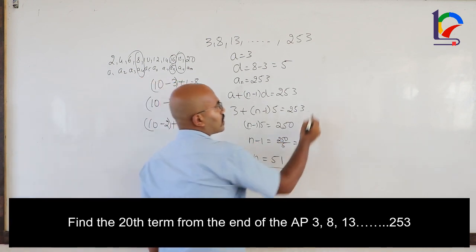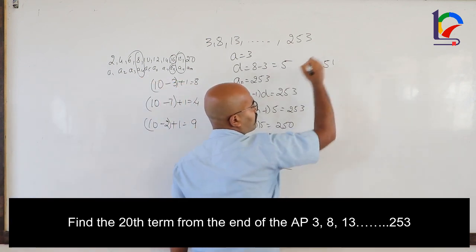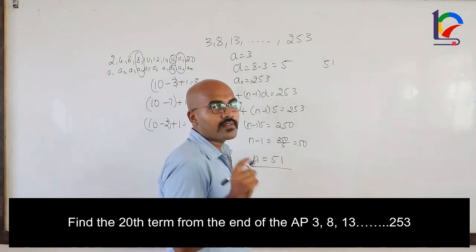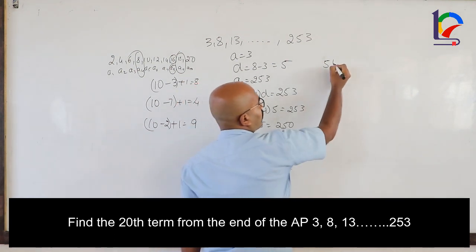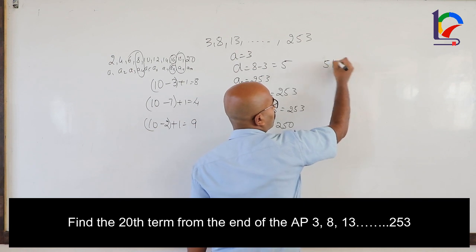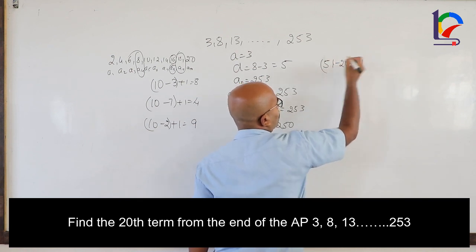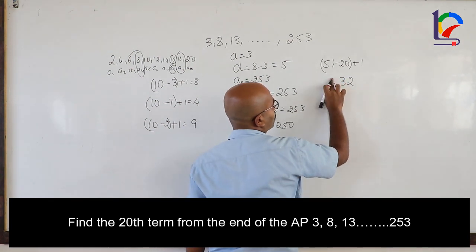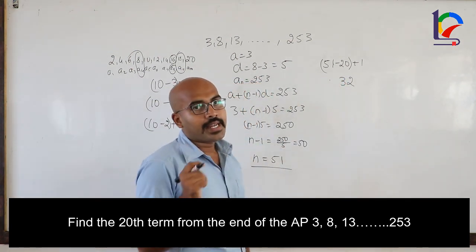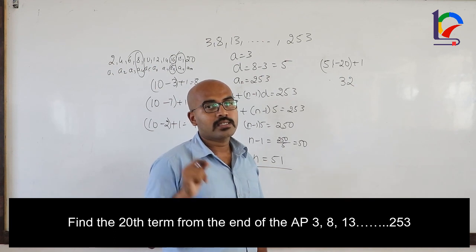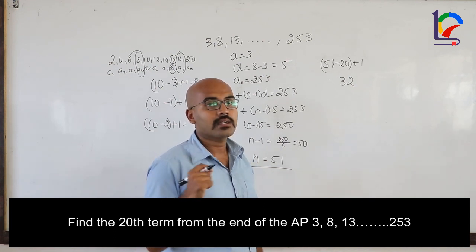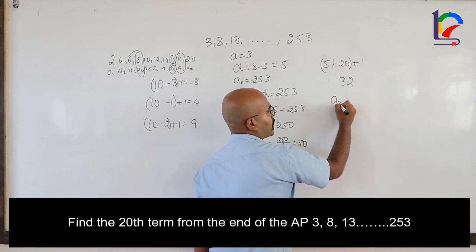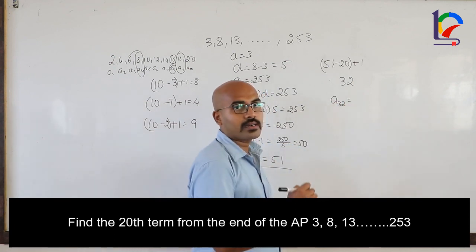So here total number of terms is 51. They have asked you to find the 20th term from the last. 51 minus 20. Add 1 to it. So that is 32. So 20th term from the last is nothing but the 32nd term. So what you need to do is you need to find the 32nd term.